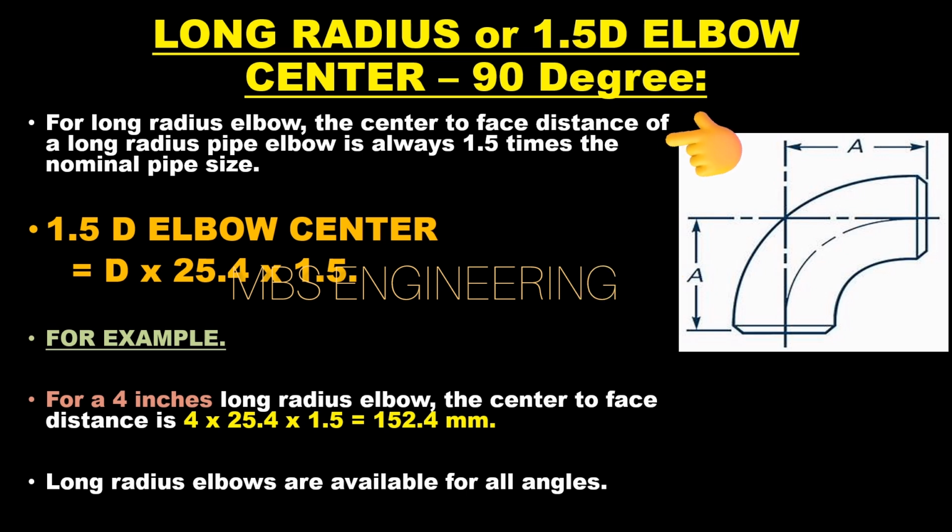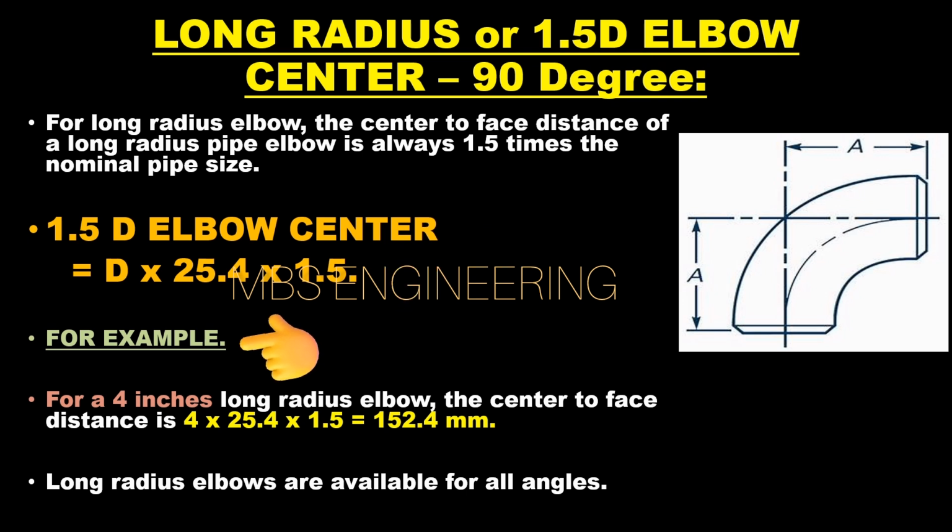Next, for long radius elbow, the center to face distance of a long radius pipe elbow is always 1.5 times the nominal pipe size. 1.5D or long radius elbow center is equals to D into 25.4 into 1.5.